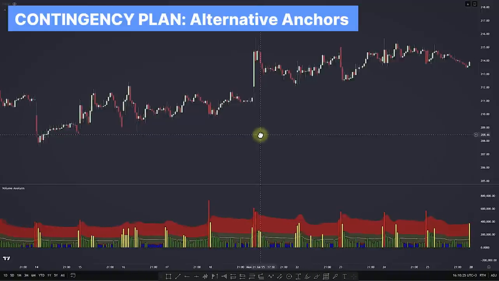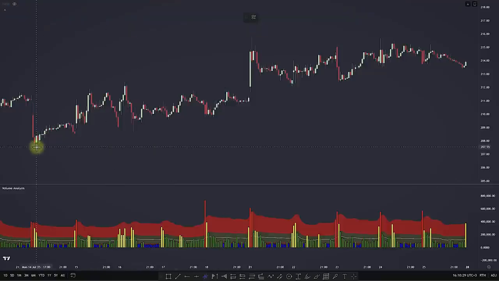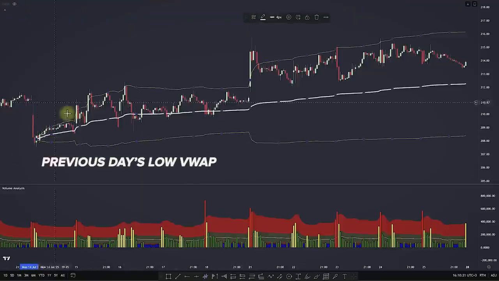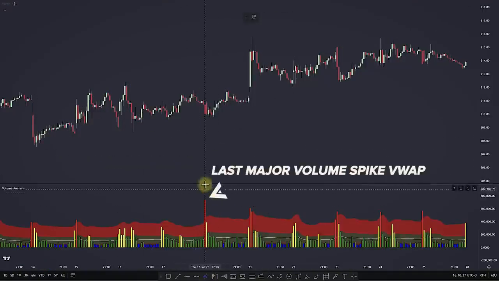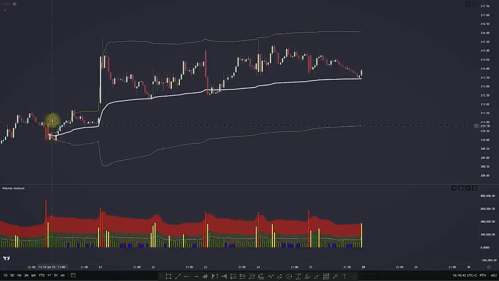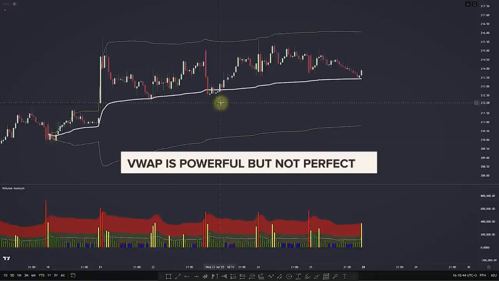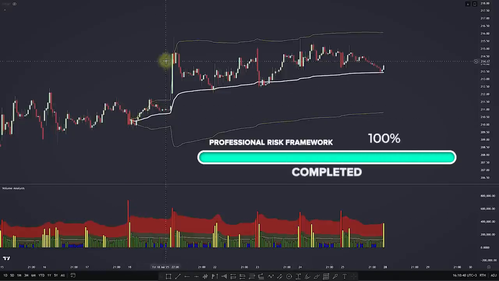Also, alternative anchors save you when standard VWAP fails. Switch to the previous day's high or low VWAP. Use the weekly open VWAP. Anchor to the last major volume spike. The key takeaway is adaptability. VWAP is powerful, but not perfect. Knowing when it doesn't work is just as important as knowing when it does.